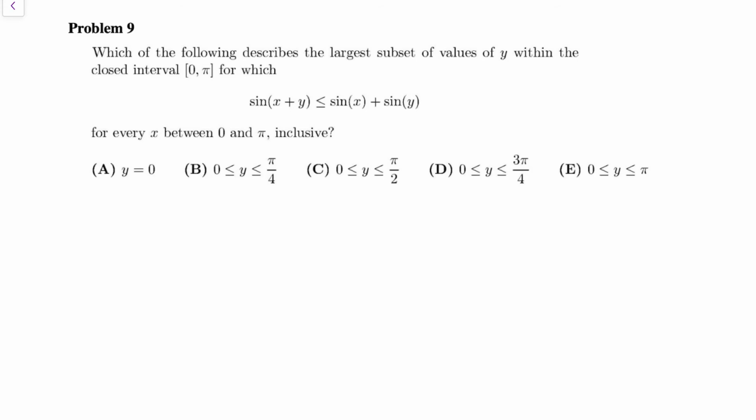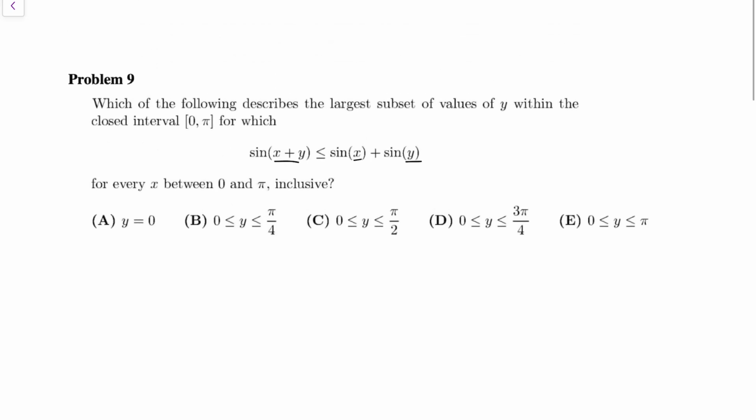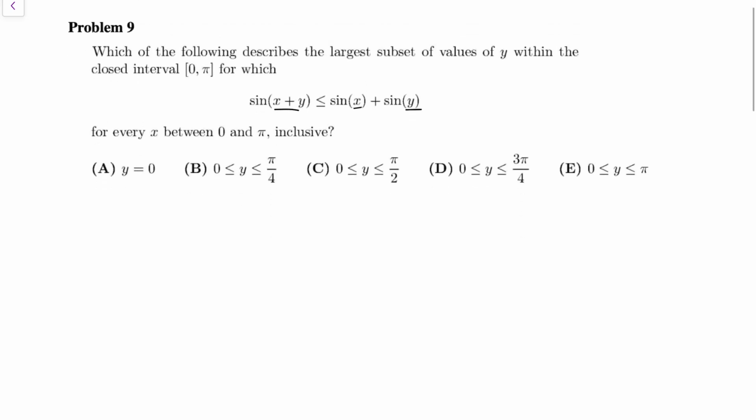Of course, this one's about trigonometry. It asks, which of the following describes the largest subset of values of y within the closed interval 0 to pi for which sine of x plus y is smaller than or equal to sine x plus sine y for every x between 0 and pi inclusive. So comparing these values, right?